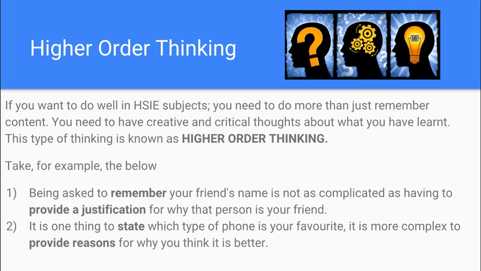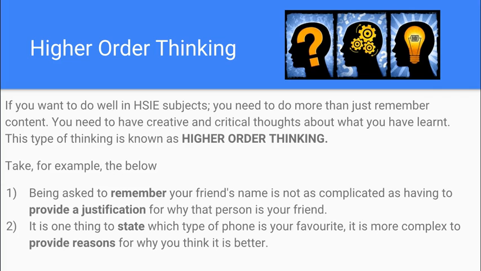So what is higher order thinking? Well, instead of giving you a definition, it might be a little bit easier to come to some examples. So if you look at the examples at the bottom of your slide, you can see that it's fairly easy to remember your friend's name, isn't it? We'd consider that to be a lower order thinking task. But if you had to provide a justification for why you're friends with that person, well, that's more difficult, and that's a higher order thinking task.